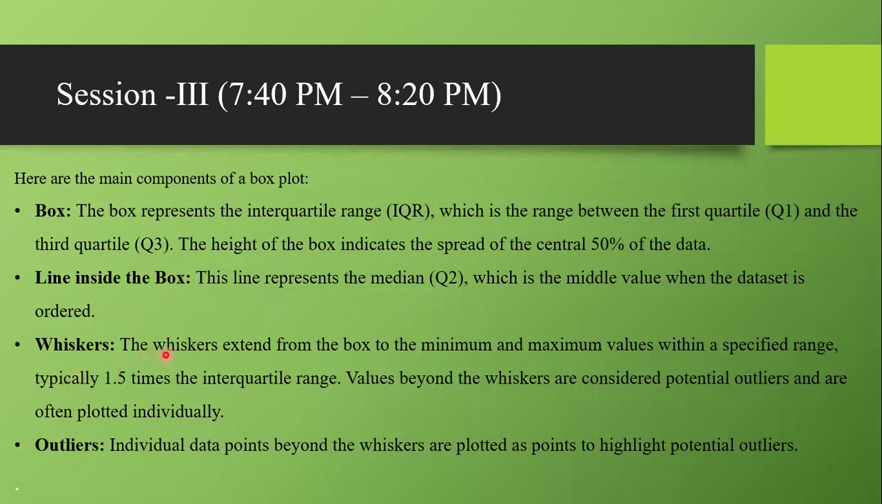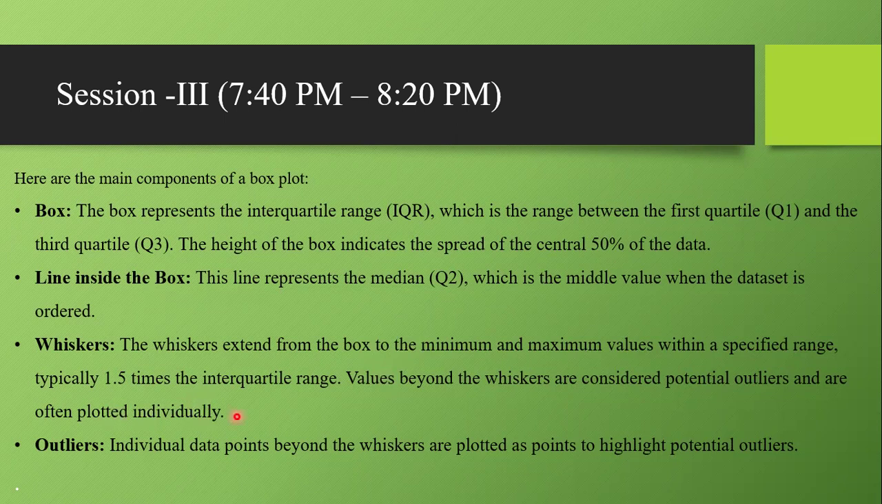Then there is a whisker. The whisker extends from the box to the minimum and maximum values within a specified range, typically 1.5 times the interquartile range. Values beyond the whiskers are considered potential outliers and are often plotted individually.